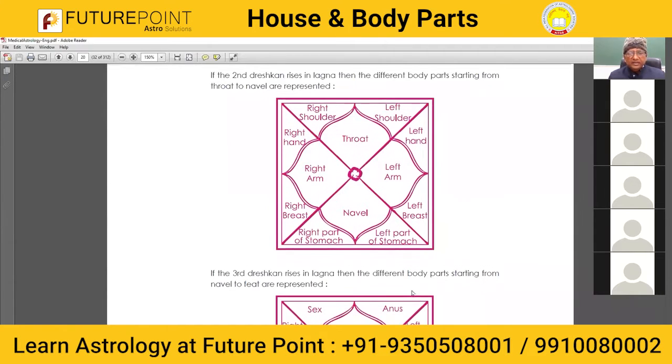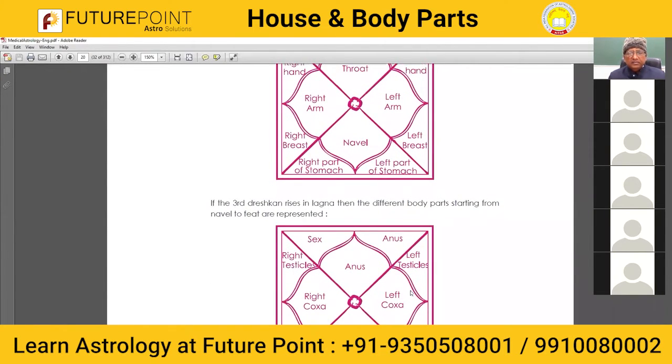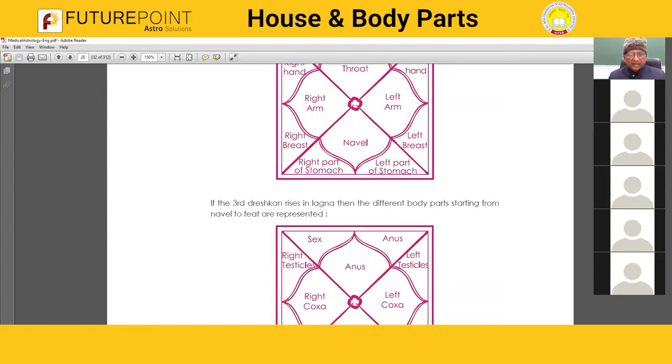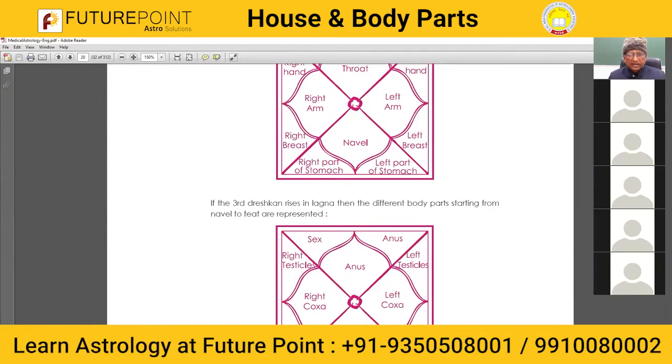And the third part is the lower part. The anus is represented by the lagna. So sex organs are governed by the second and 12th house. Right testicle, left testicle, right coxa, left coxa, right knee, left knee. This is not the right thigh, actually this is the right leg. Right leg, left leg, and foot. This you can rectify.